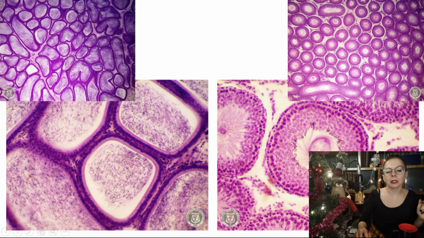Then the epididymis shouldn't be confused with the testis. Testis has a thicker wall, and spermatozoa are usually fixed to the wall. While in the epididymis, spermatozoa are separated from the wall. There is a space between spermatozoa and epithelium. Here, the space. If you see the space, then this is the epididymis. Here, spermatozoa are fixed, so this is the testis. And notice the thickness of cells. The spermatogenic epithelium is much thicker than columnar epithelium in the epididymis.